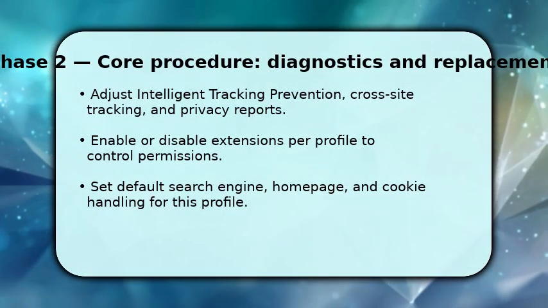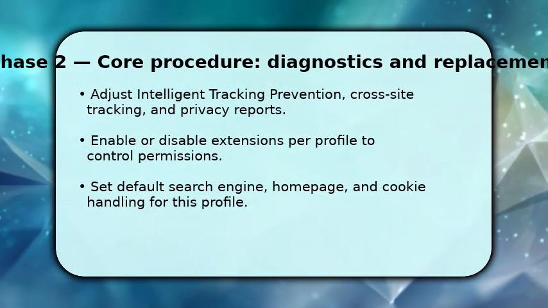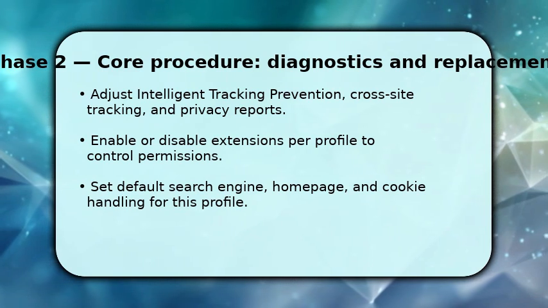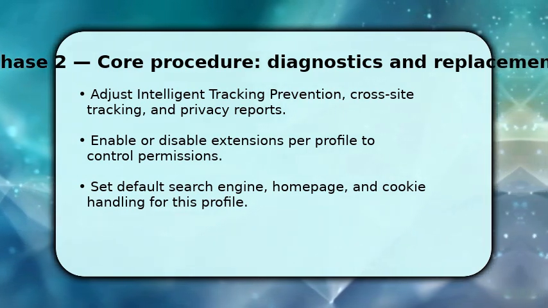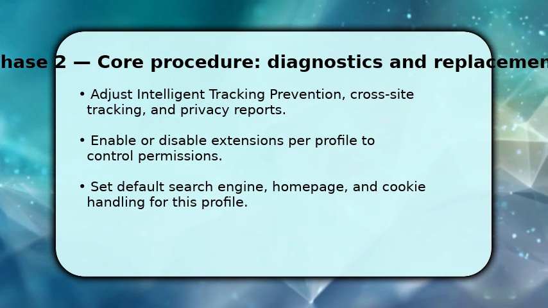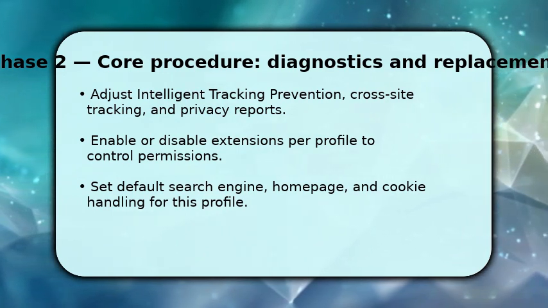Next, tighten the profile for its purpose. You want different privacy and extension settings than your main profile. Go to Settings for that profile, adjust Intelligent Tracking Prevention and Cross-Site Tracking to control fingerprinting and data leakage.